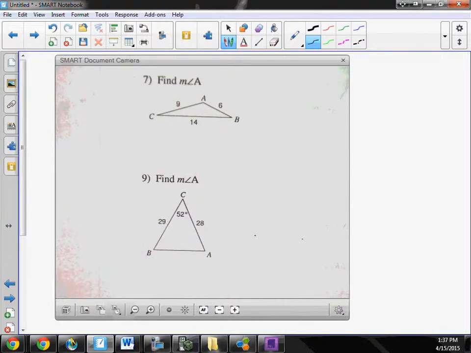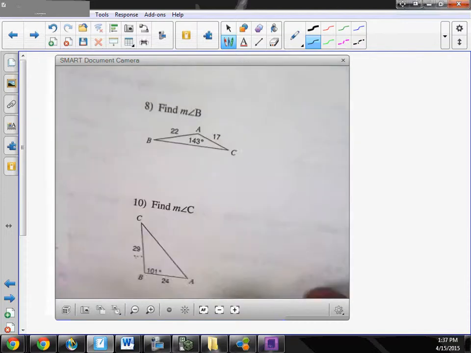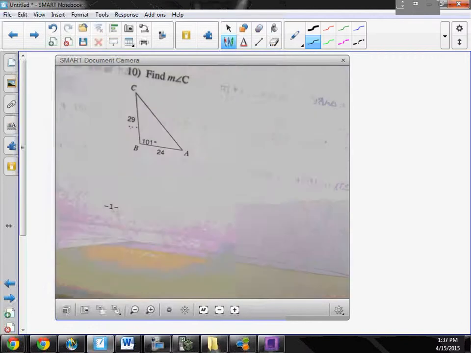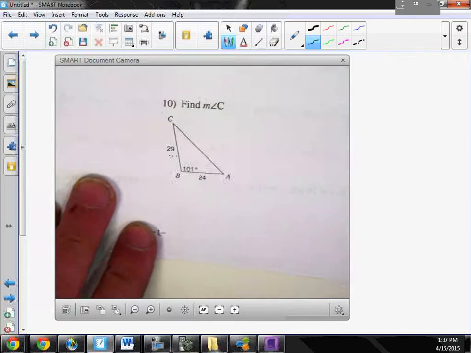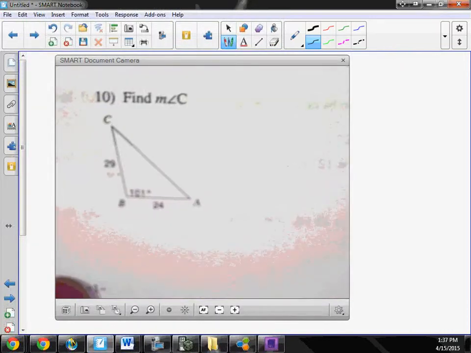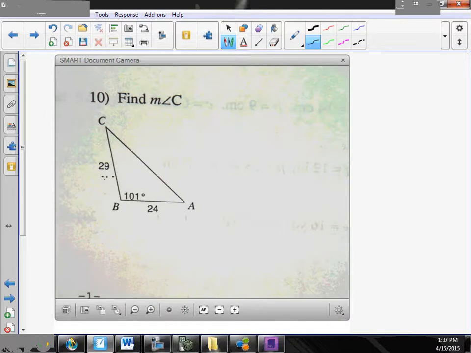Look at number 10. Okay, number 10. This one's a little bit tricky. Why is this one a little bit harder? What equation do I have to pick? No, I have to pick the b squared equation.